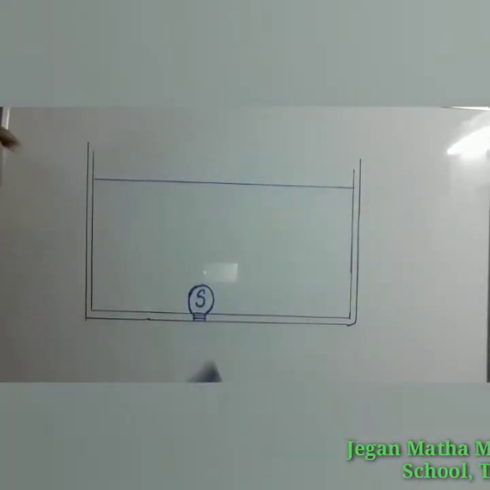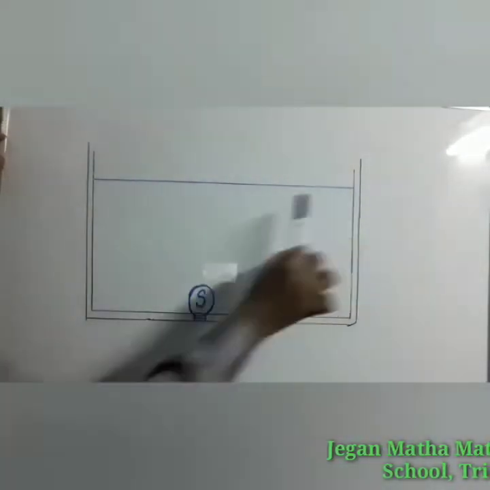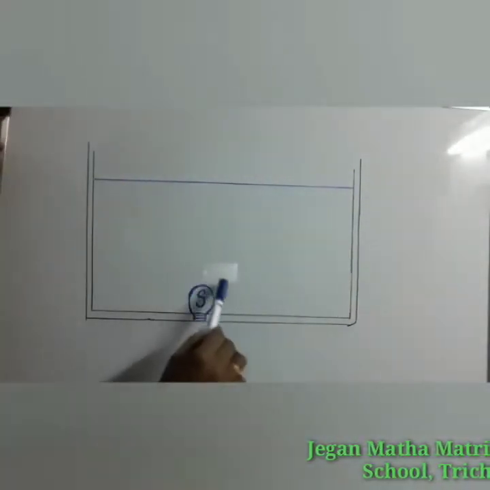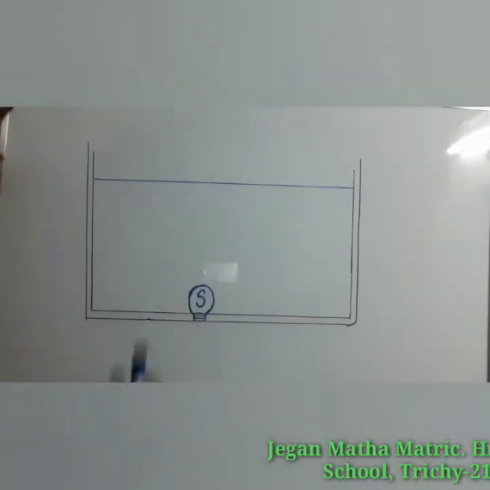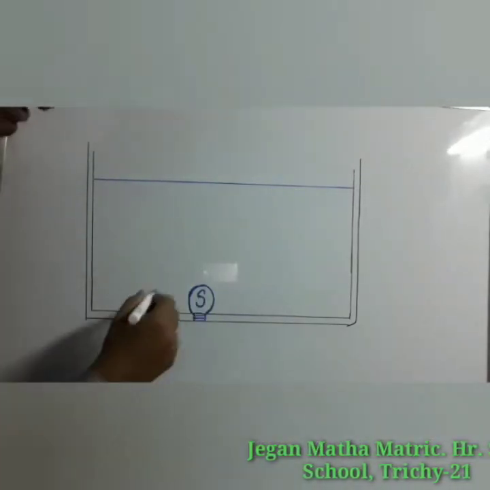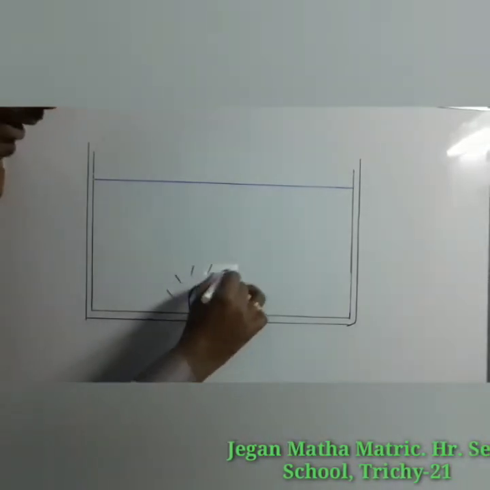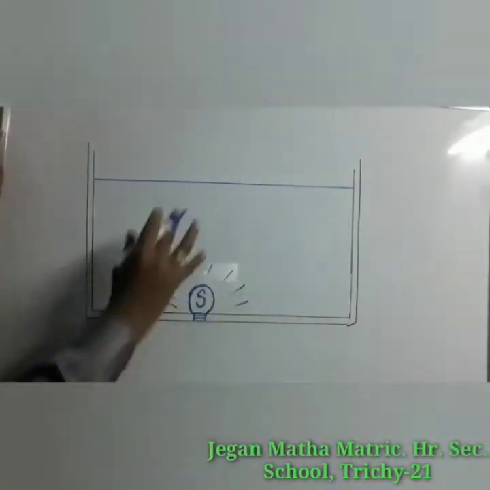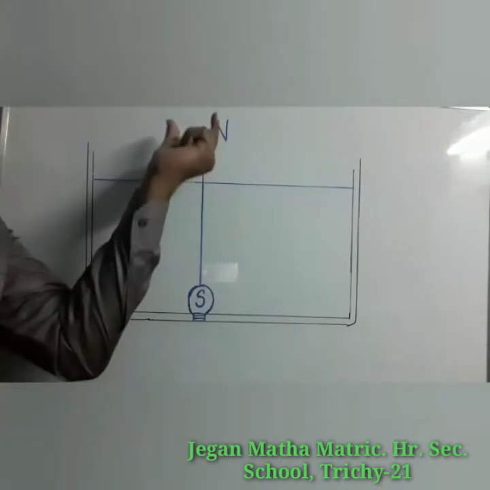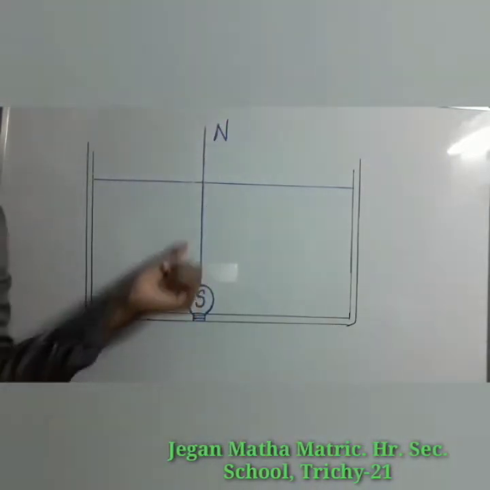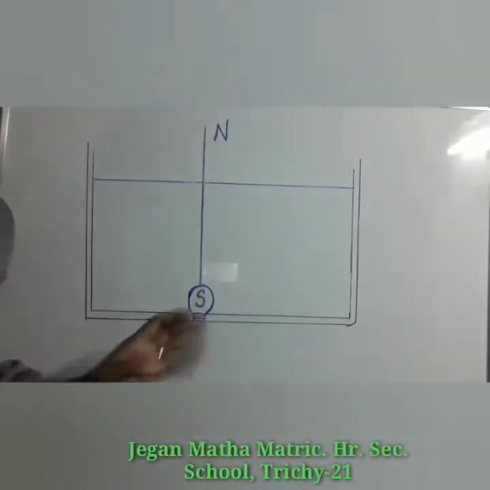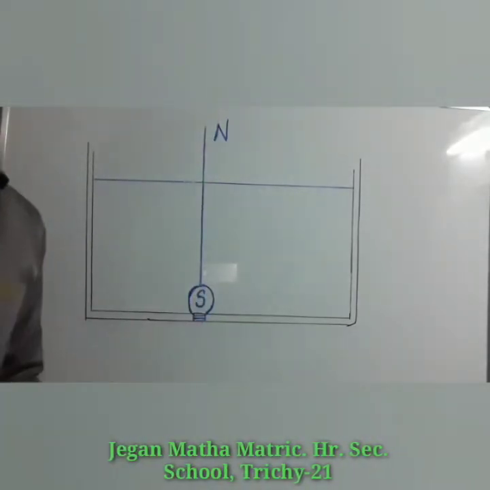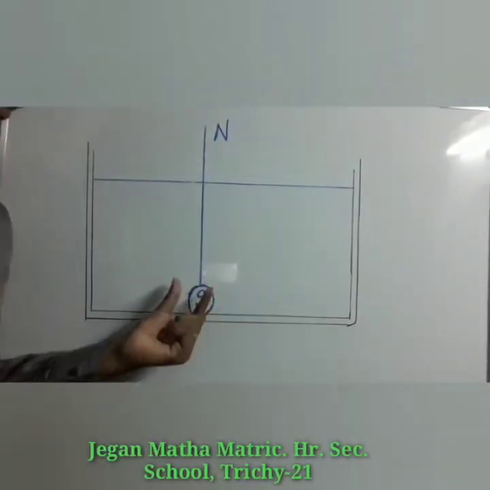Let us imagine a tank which is filled up with water. At the bottom of the tank we have a source of light, for example an electric bulb. Light from the electric bulb travels in all directions inside the water. Now I have drawn the perpendicular line from the surface of the water to the source of light, which is known as the normal line. Now we are going to take 3 light rays from the source of light.